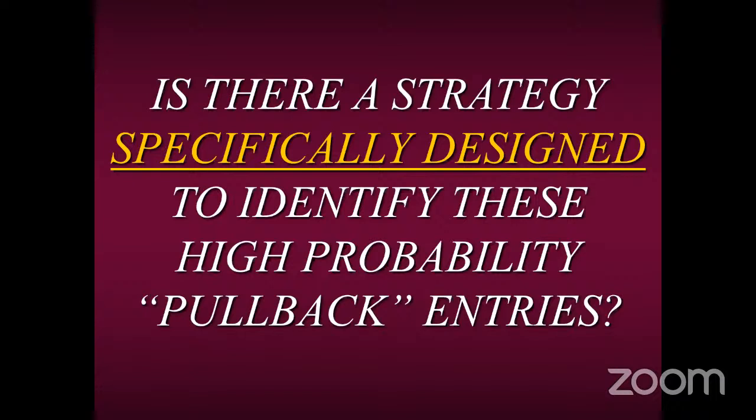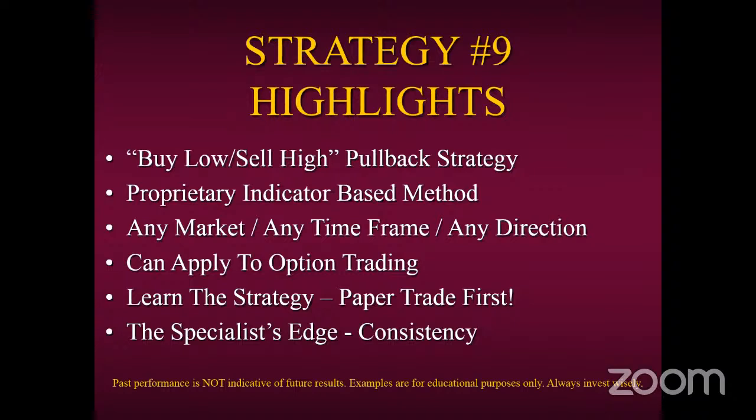So if we go back and ask ourselves, well, is there a strategy specifically designed to identify these high probability pullback entries? Well, that's what we're going to be talking about today, because there is. It's our premier strategy number 9. Some of the highlights of this particular method: it's a buy low, sell high pullback strategy, meaning that we buy low in an overall uptrend and we sell high in an overall downtrend. It does this by applying a proprietary indicator-based method.